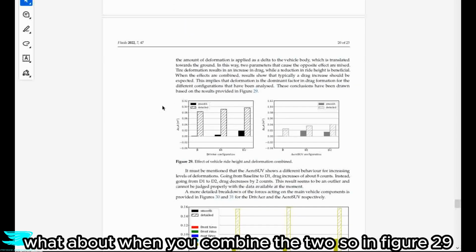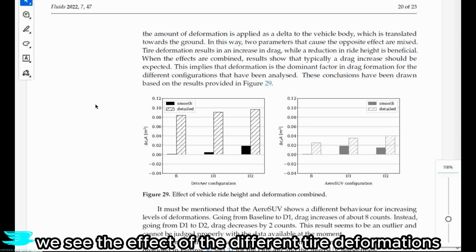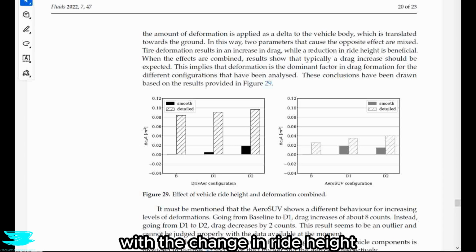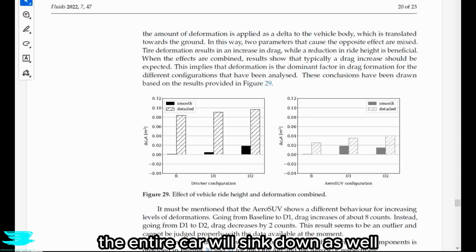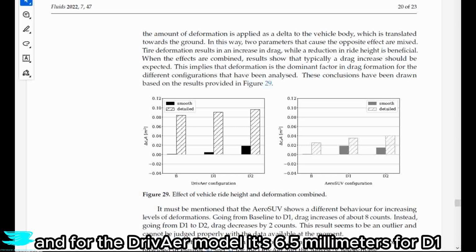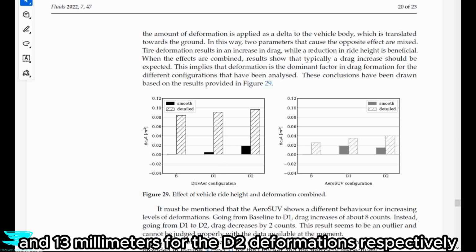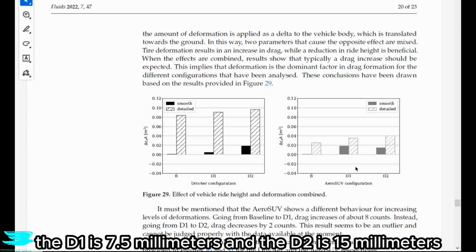So in figure 29, here, we see the effect of the different tire deformations with the change in ride height it induces for the entire car. So it's really a very realistic effect where you deform the tires, the entire car will sink down as well by that 6.5 millimeter or 13 millimeter amount. And for the Drive Air model, it's 6.5 millimeters for the D1 and 13 millimeters for the D2 deformations respectively. And for the Aero SUV, the D1 is 7.5 millimeters and the D2 is 15 millimeters, so it's a bit more.